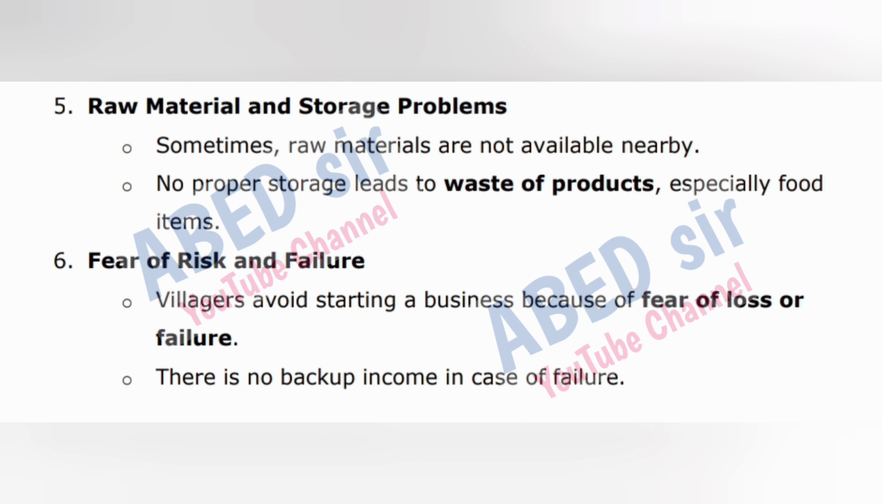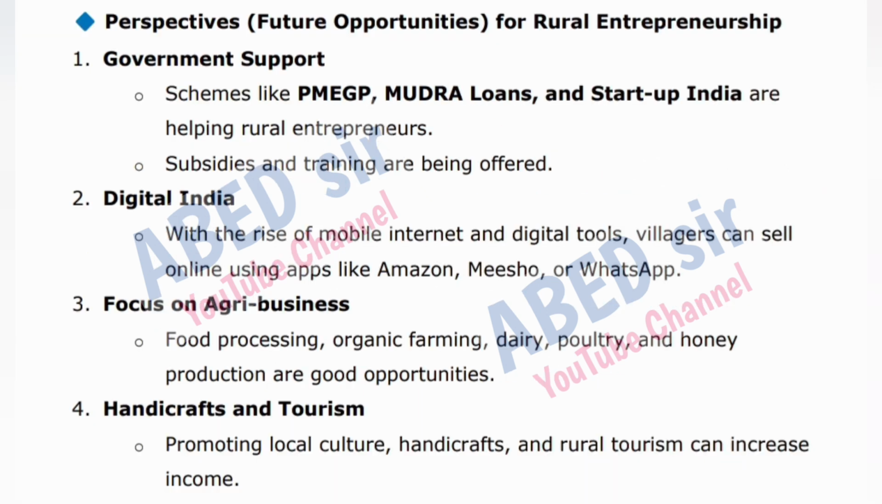6. Fear of risk and failure. Villagers avoid starting a business because of fear of loss or failure. There is no backup income in case of failure. Perspectives, future opportunities for rural entrepreneurship. 1. Government support. Schemes like PMEGP, Mudra loans, and Startup India are helping rural entrepreneurs. Subsidies and training are being offered.